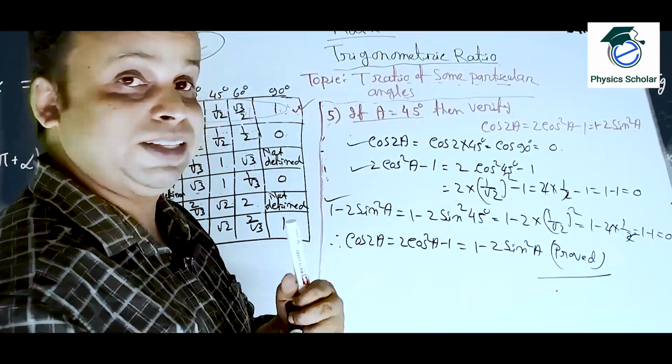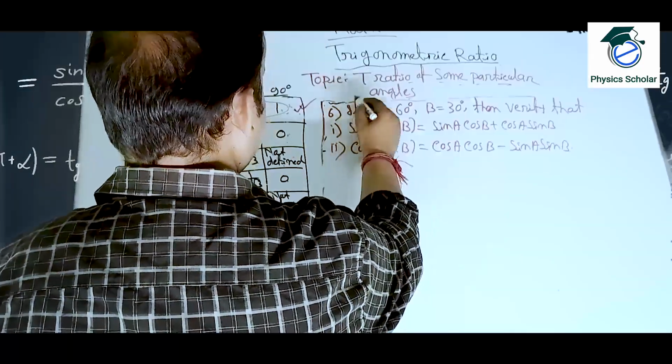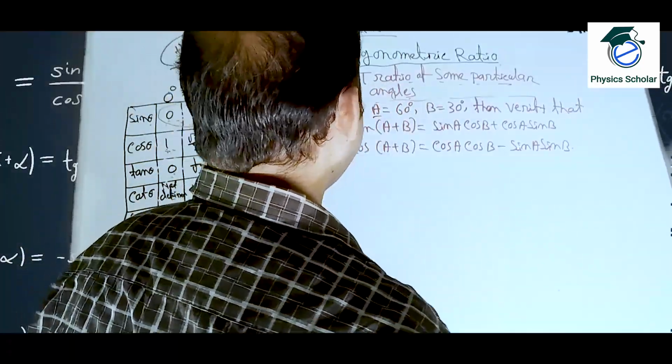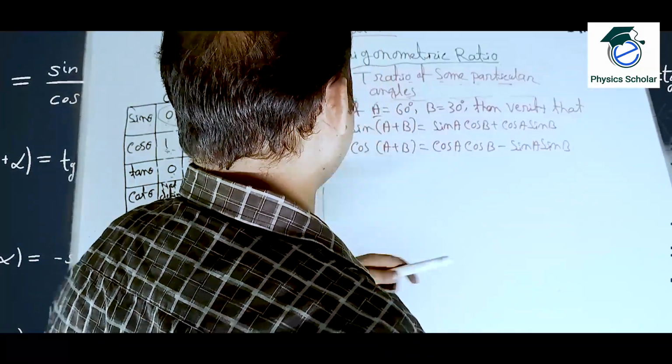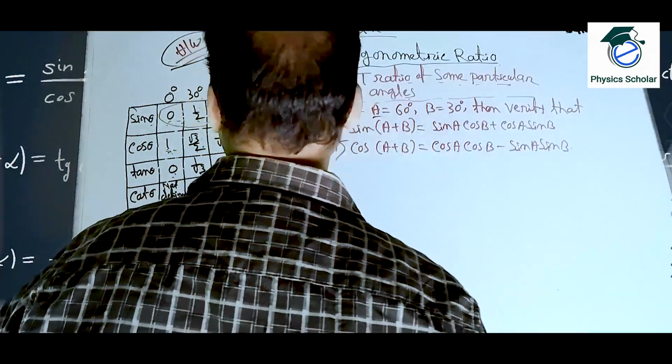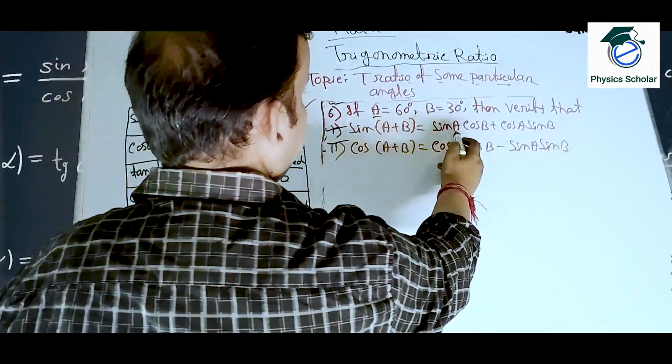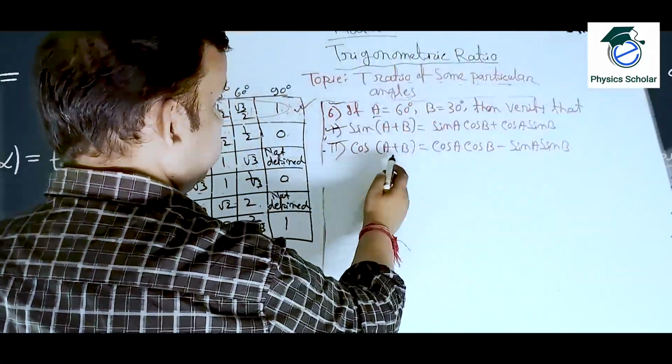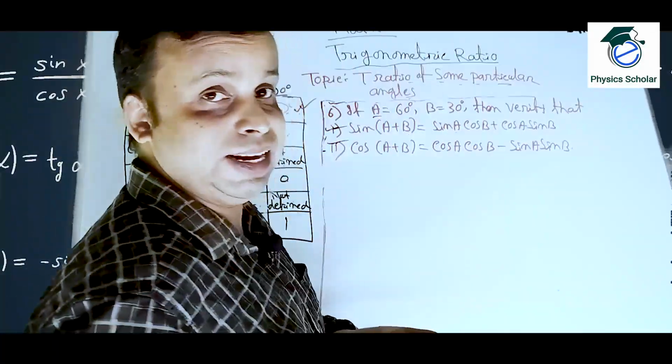Now let us move to the sum number 6. So students, here it is sum number 6. So angle A and angle B is given. We have to prove this. So this is nothing but the formula. When you will be in class 11, we will do the trigonometry. Then this formula: sin of A plus B is equal to sin A cos B plus cos A sin B, and cos of A plus B is equal to cos A cos B minus sin A sin B.